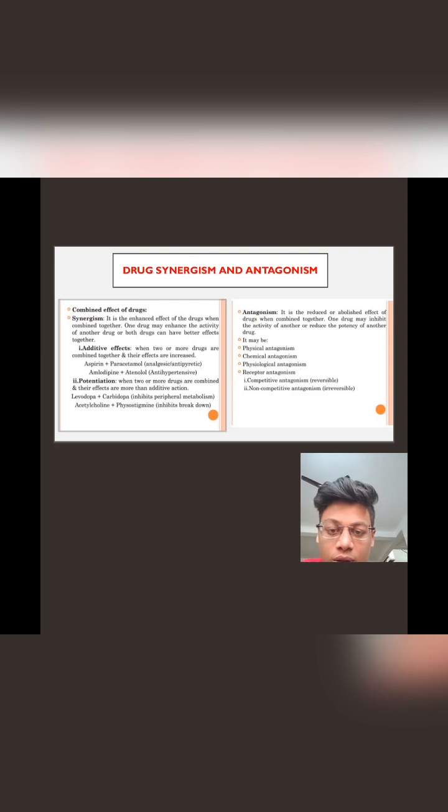Second is potentiation. When two or more drugs are combined and their effects are more than the additive action. Example, levodopa and carbidopa, and acetylcholine and physostigmine. Drug antagonism is the reduced or abolished effect of drugs when combined together. One drug may inhibit the activity of another or reduce the potency of another drug. It may be physical antagonism, chemical antagonism, physiological antagonism, or receptor antagonism. In receptor antagonism, there are two types: competitive antagonism and non-competitive antagonism. Competitive antagonism is reversible and non-competitive antagonism is non-reversible.